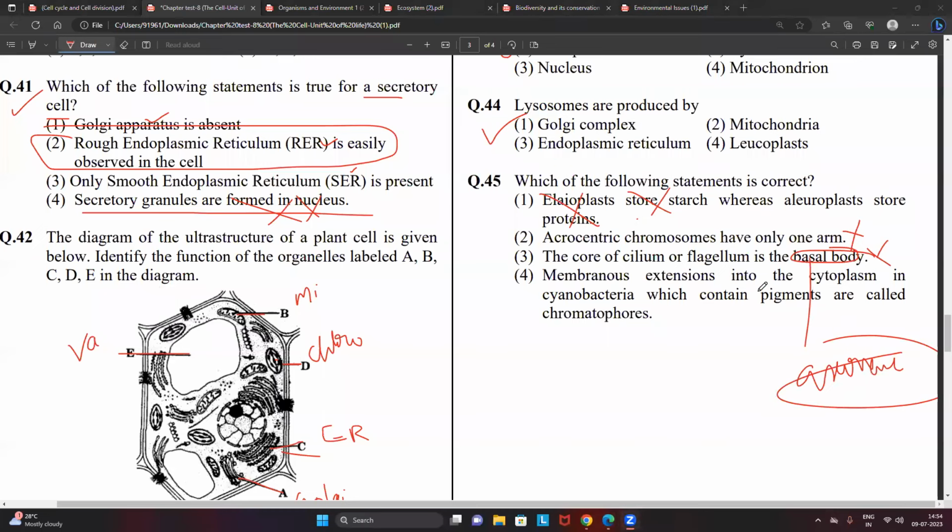Option 4 says that membrane extensions into the cytoplasm in cyanobacteria contain pigments called chromatophores. Of course, at those chromatophores only photosynthesis will be taking place. Then obviously option 4 is the correct option. No need to get confused. In the last 15 questions, most of the people answered more than 5 questions wrong. Look into that correctly and answer the questions. Don't be in a hurry.